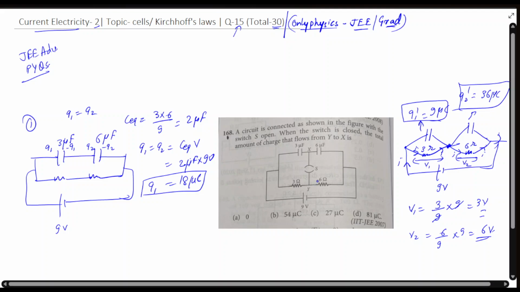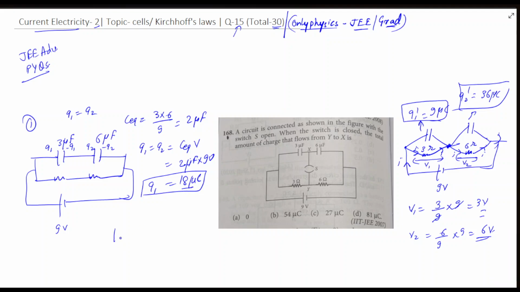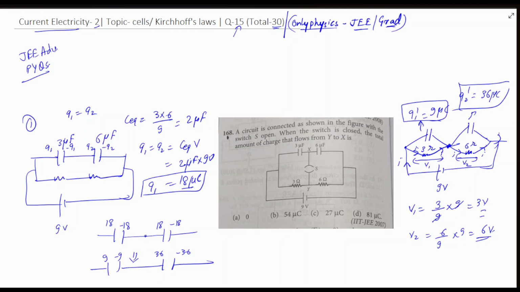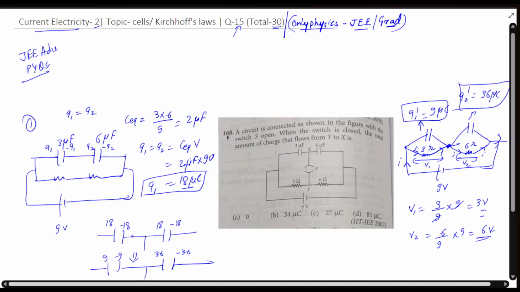Now are you getting me? Look, here the charge was 18 microcoulomb, so you can write the charge over here as minus 18, and here it was plus 18. Now it becomes 9, this is minus 9, and this becomes 36 and this becomes minus 36. So what will be happening? It needs plus 9 coulomb so that it will become minus 9, and it needs plus 18 coulomb, right?